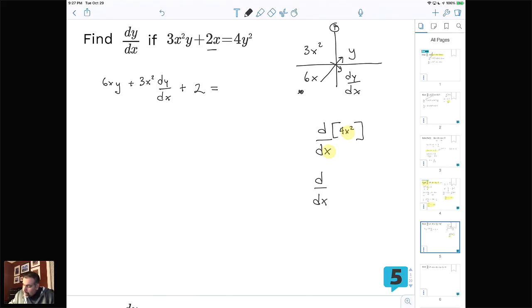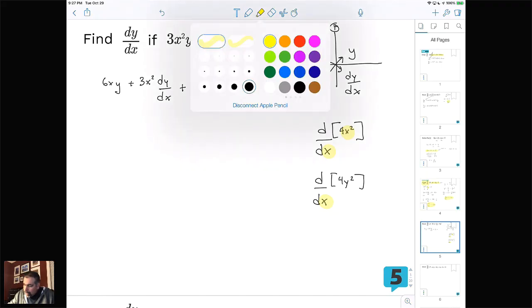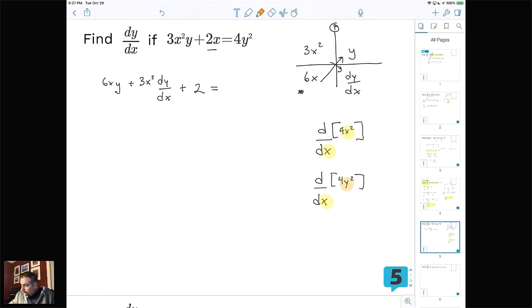When I try to do the derivative of 4y squared, I've got problems, because x is my independent variable in my derivative that I'm taking it with respect to, but y is the variable in the problem. Those don't match. And if they don't match, you got to go chain rule. That's basically what it comes down to. If it doesn't match, it means you don't have a one step, and you got to use a chain rule instead. So now I'm taking the derivative of 4y squared.